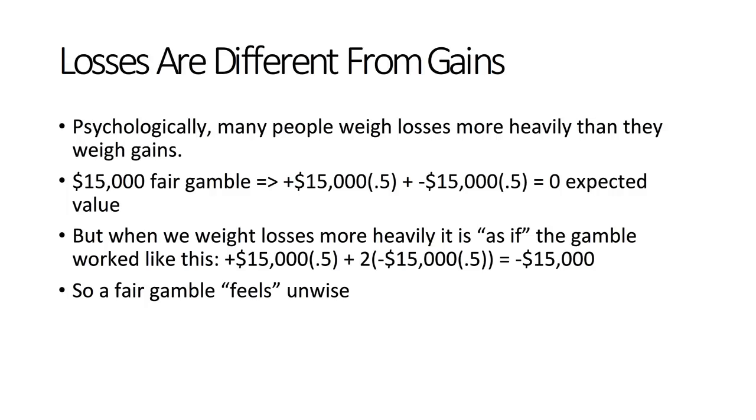But when we weigh losses more heavily, it is as if the gamble works a little bit differently, as shown here in the second equation. We have plus $15,000 weighted by its probability 0.5, and we have twice minus 15,000 weighted by its probability of 0.5. The 2 there arbitrarily indicates how losses are more heavily weighted than gains. This results in a gamble that functions as if it had an expected value of minus $15,000, and that is why people shy away from it. So a fair gamble feels unwise.